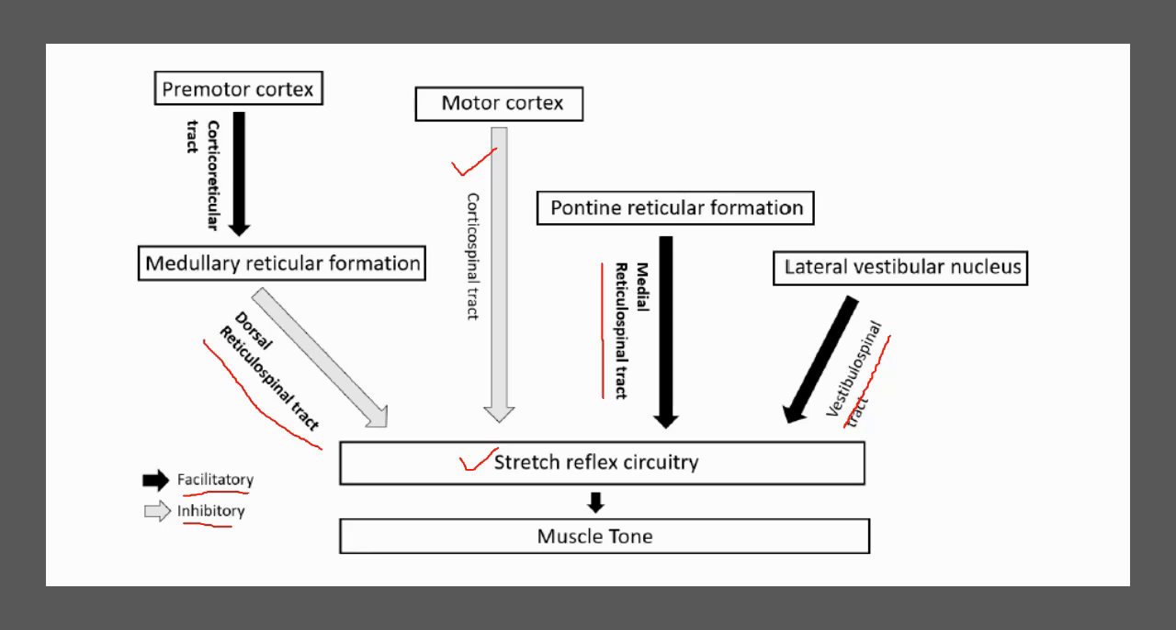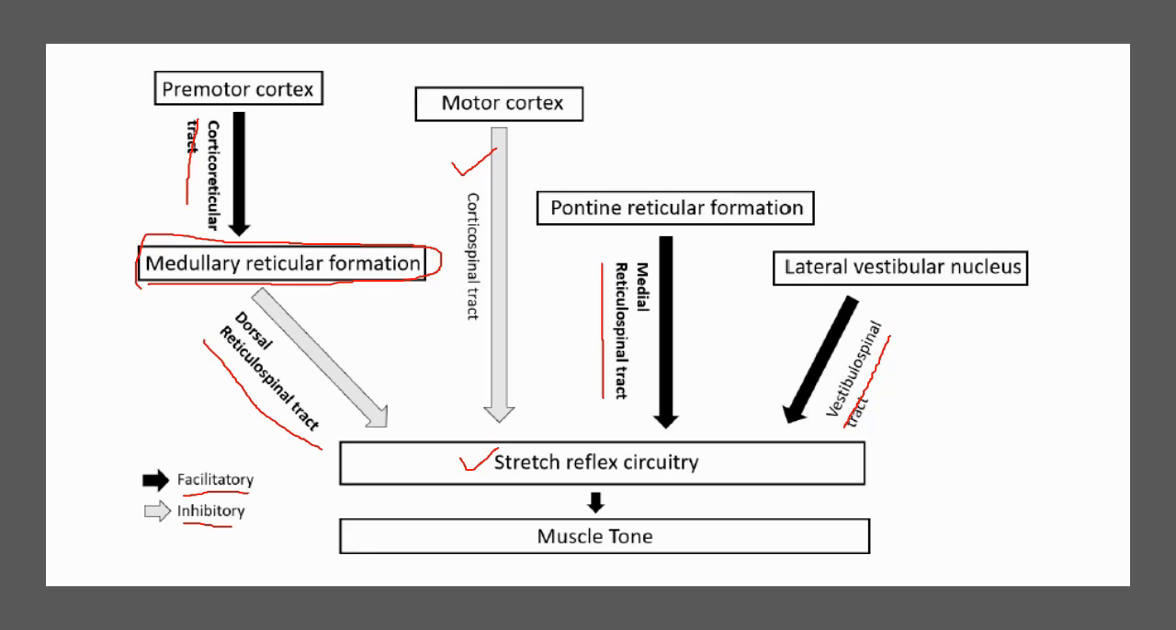Now, the premotor cortex through the corticoreticular tract stimulates the medullary reticular formation. Though it stimulates the medullary reticular formation, the fibers which come out of the medullary reticular formation actually inhibit the reflex arc. So the premotor cortex stimulates the medullary reticular formation, which will in turn inhibit the stretch reflex through the dorsal reticulospinal tract. So here the cerebellum is coming into the picture.